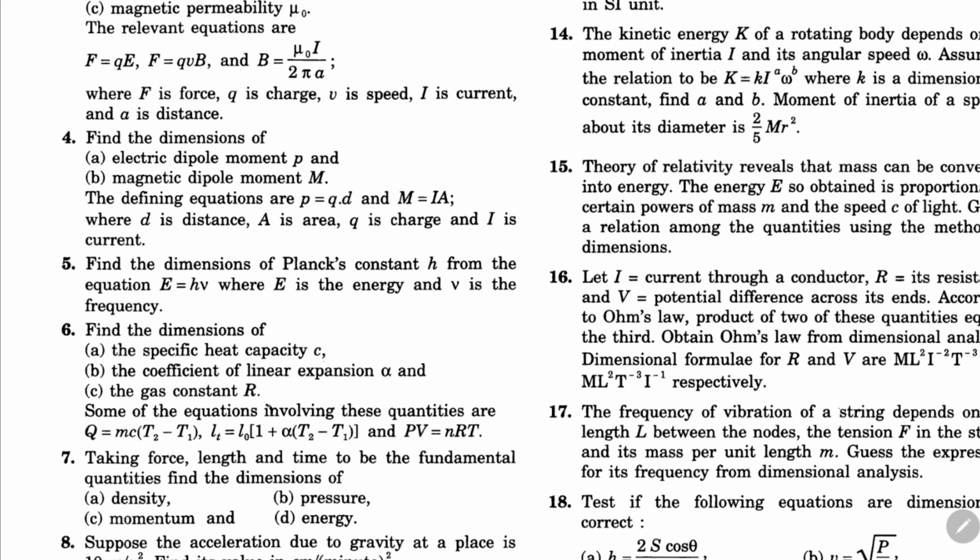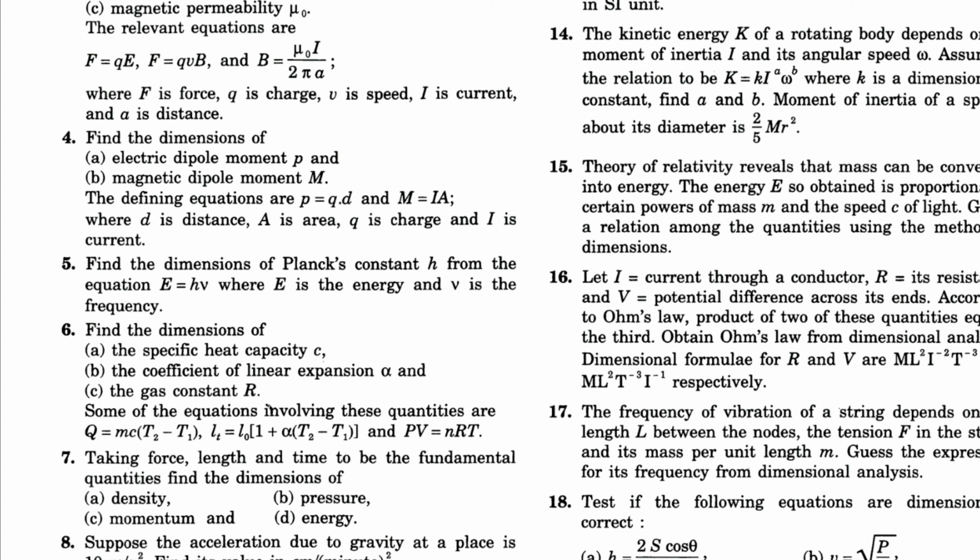In question number 5 again the dimensions are asked, but here something different is there. Here we are asked what are the dimensions of Planck's constant h from this equation, E equal to h nu. So here what is different is that h is a constant term.